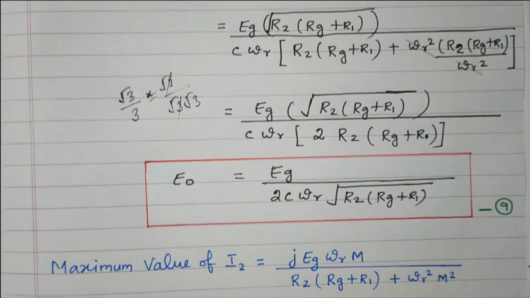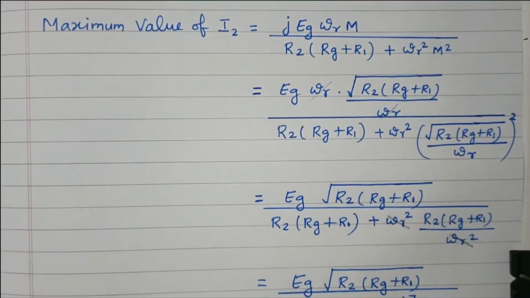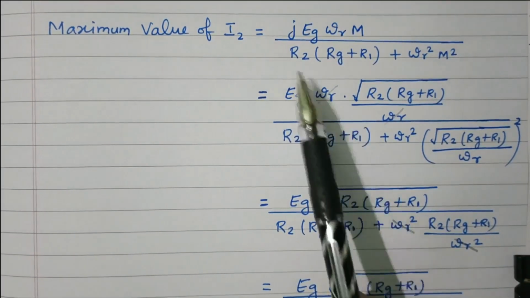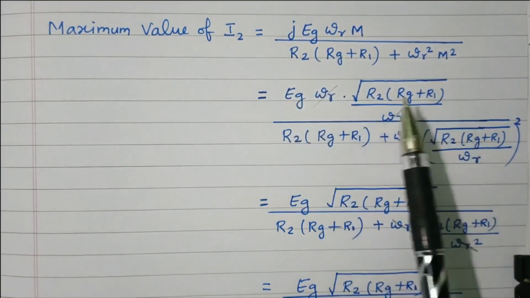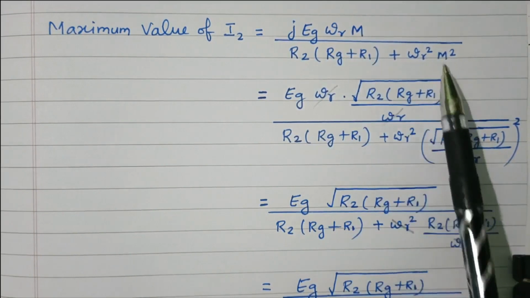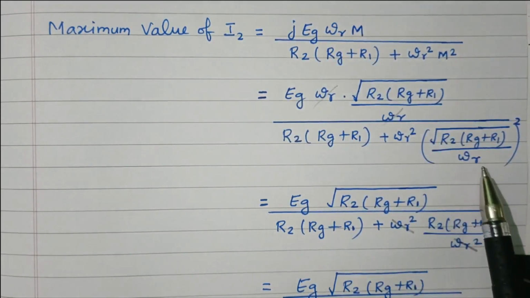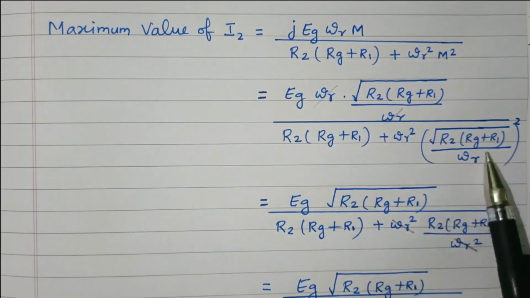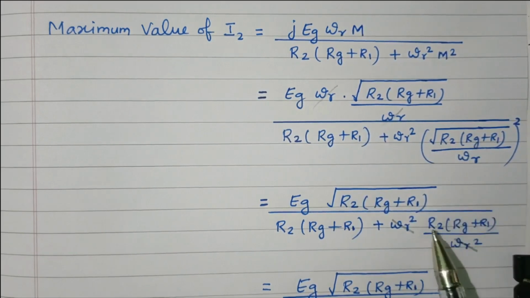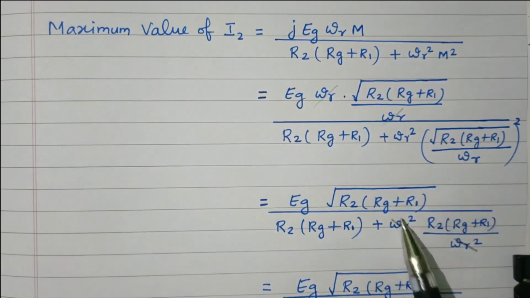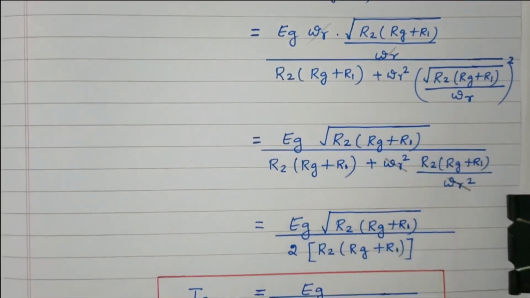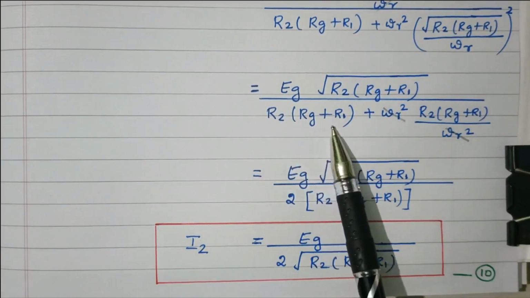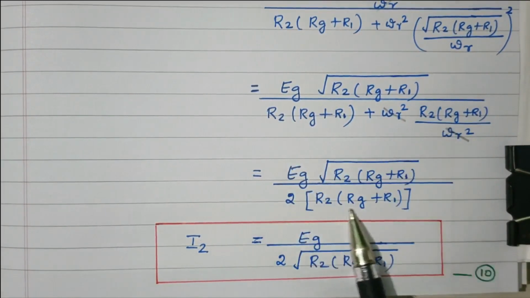Now we'll go for the maximum value of the secondary current I2. This is the expression for maximum current I2. In that we are going to substitute m here, and m square here also. Then this square is there, this omega r got cancelled. Here we can go for the square, and the square root is there, so it becomes normal. The omega r square terms both got cancelled, right? This term rg of r2 plus r1 is available 2 times, so here it is written 2 times.